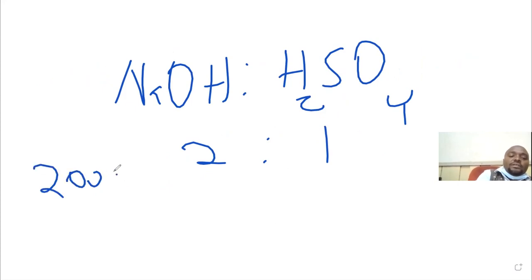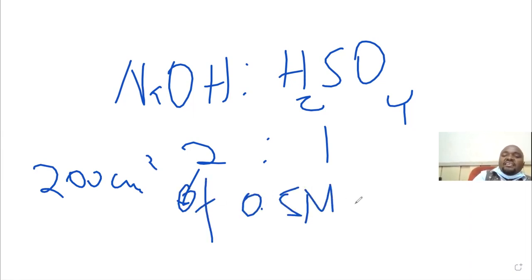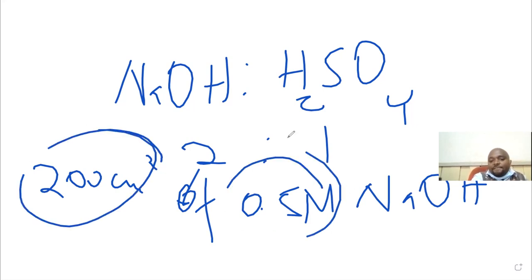Here you are using 200 centimeters cubed of 0.5 molar sodium hydroxide. So in that case, you can have the volume, or you can have the molarity. So you can say, to the solution of sodium hydroxide, add 100 centimeters cubed of 0.5 molar sulfuric acid, so that there will be complete neutralization.